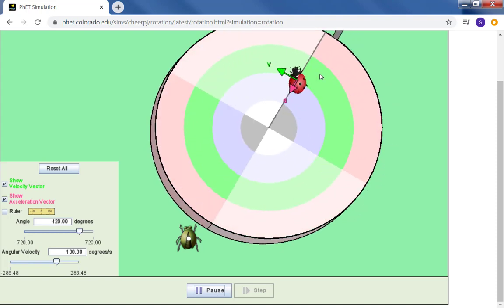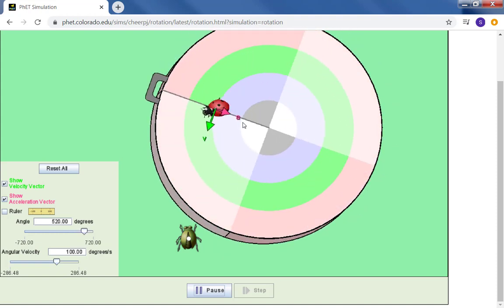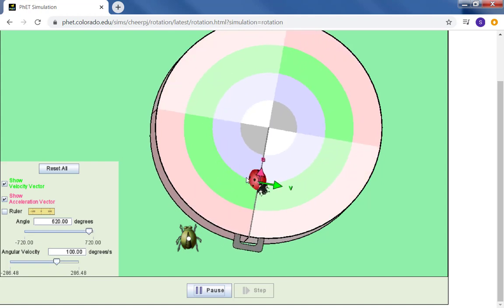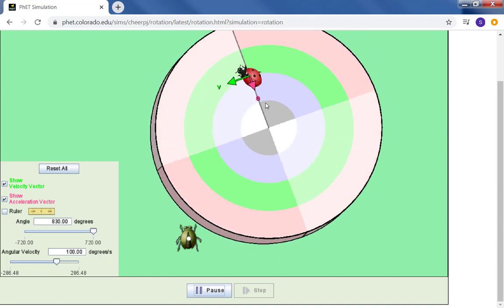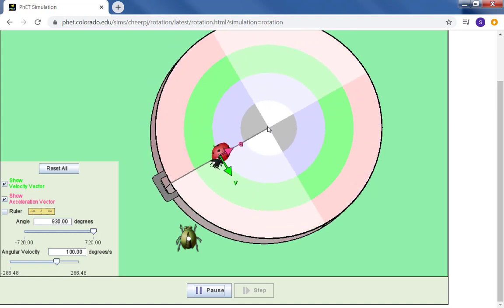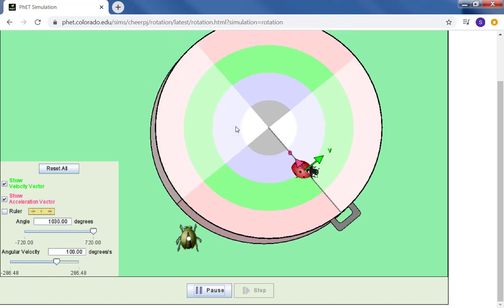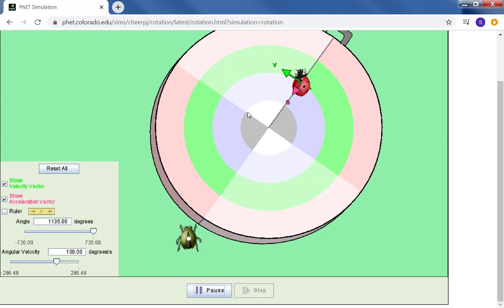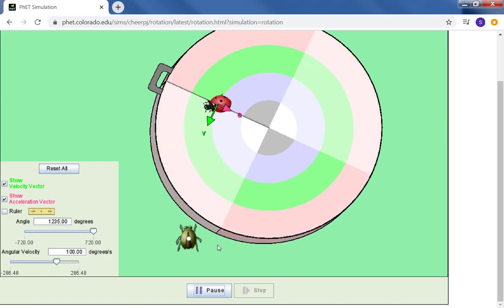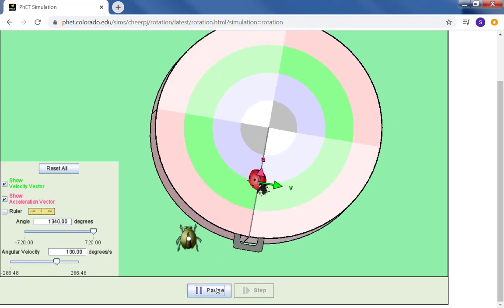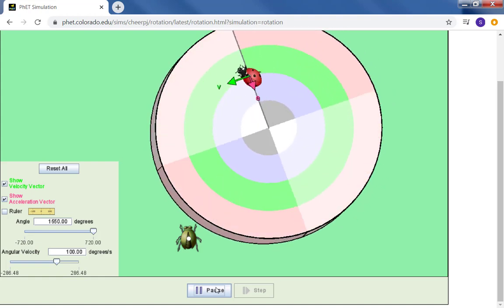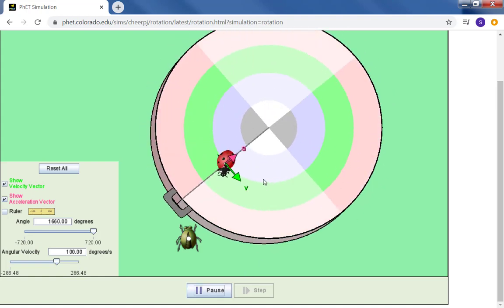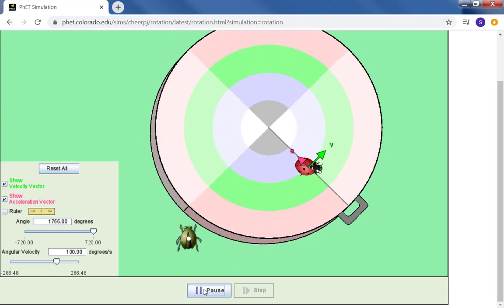So you can see the ladybug going in a circle. The velocity and the acceleration, and therefore the velocity and the net force, are indeed always perpendicular to each other. The acceleration points inward towards the center of the circle. So will the net force. The velocity is always pointing perpendicular to the path, the circular path. That direction is known as tangent to the circle.